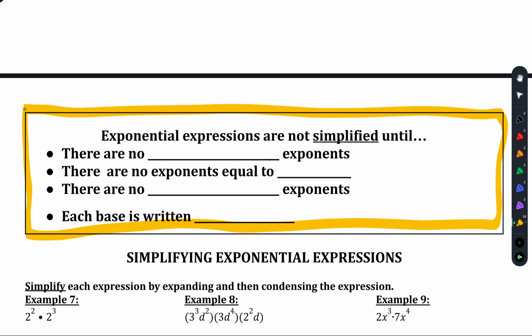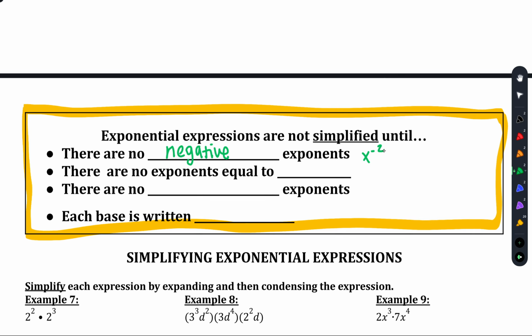We are never going to leave an equation with negative exponents. That means I should never see something like x to the negative second. If I see that, my equation is not simplified. We aren't going to see those today, but we will see them tomorrow, I believe. Oh, that's okay.